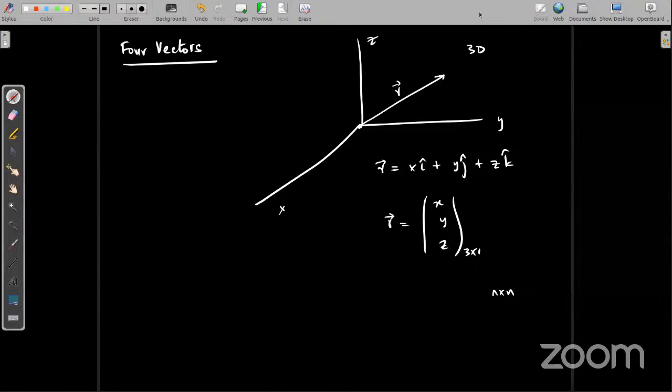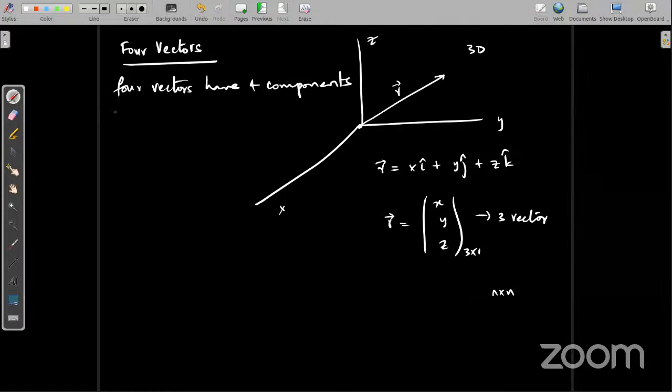Instead of going to 5, 6, and 7, we are going to extend this idea of vectors. This is called a 3 vector, obviously, because it has 3 components. We're going to add one more component to it, and we call them 4 vectors. It's as simple as that. So 4 vectors have 4 components.